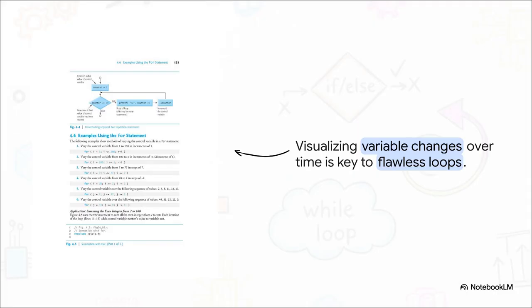Mapping out the execution flow demonstrates exactly what we just talked about. Notice how the initialization, setting the counter to 1, sits completely outside that repetition cycle. It happens one time. From then on, it's just a tight, continuous cycle between testing the condition, running the printf statement, and incrementing the counter. Visualizing how these variables change over time, that is the absolute secret to writing flawless loops.